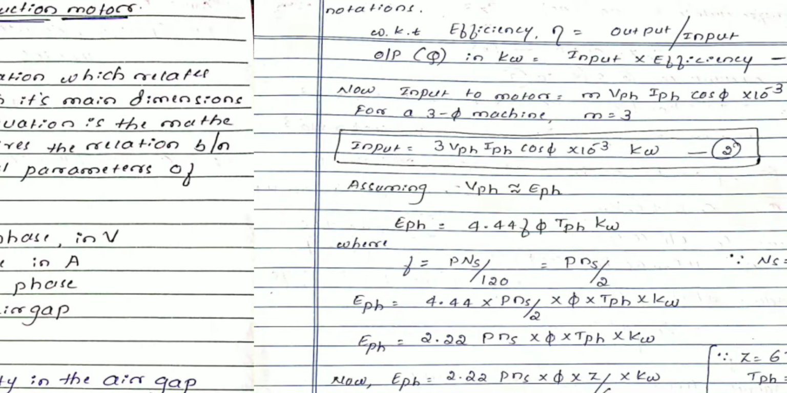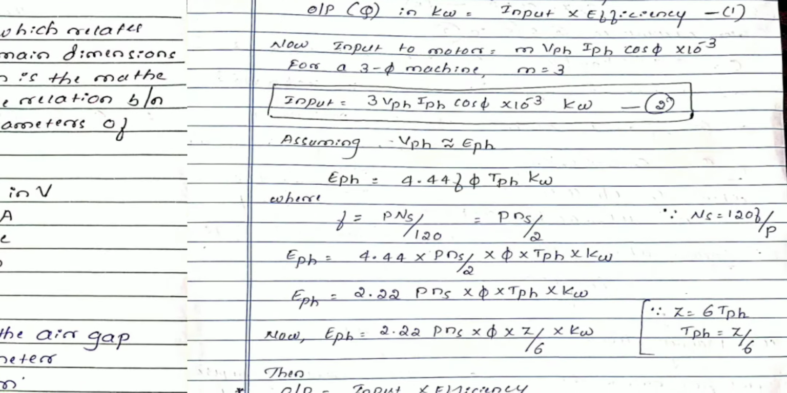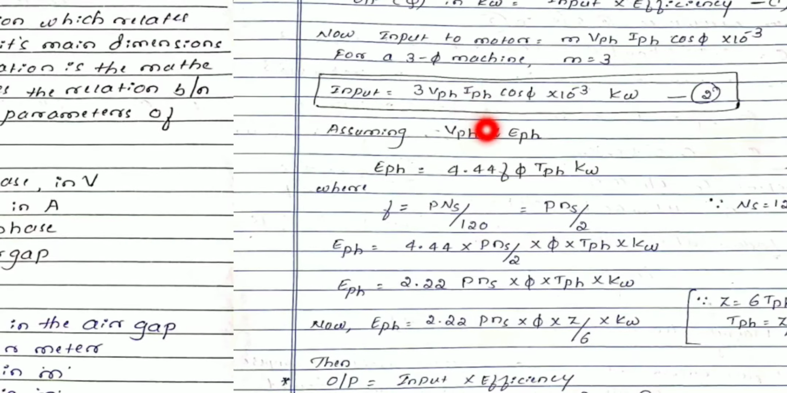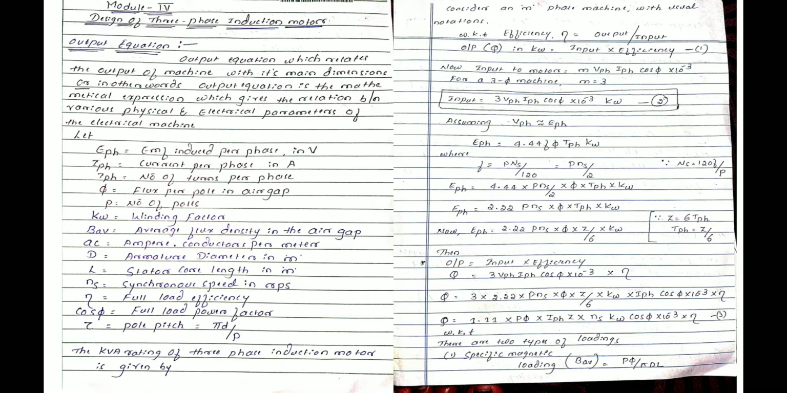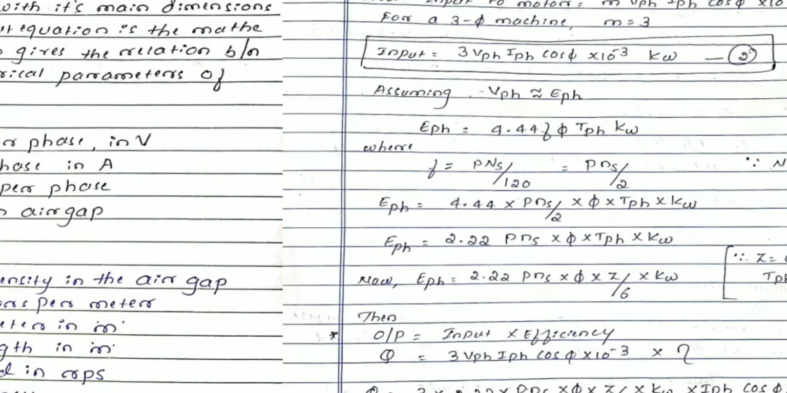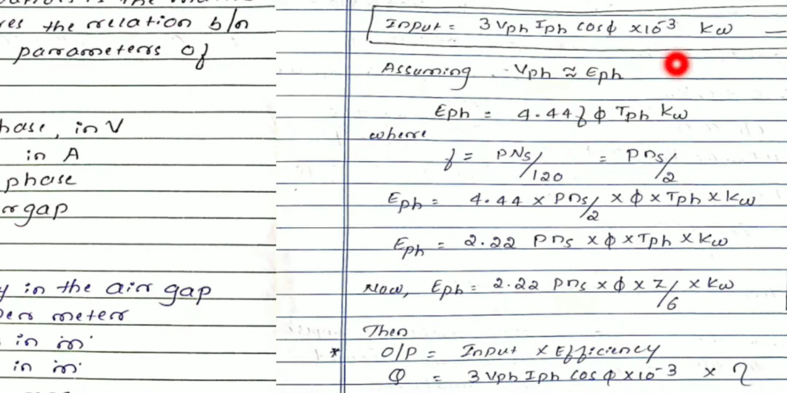Next, we know that the supply voltage per phase will be nearly equal to the EMF induced per phase, EPH. Then what is the EMF induced in an induction motor? What is the formula? I think everyone will be familiar with this. This EPH will be equal to 4.44 F phi TPH kW. Keep it in mind.